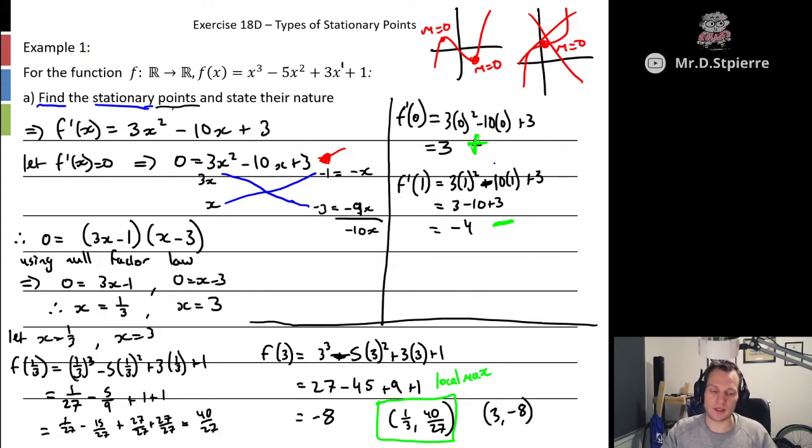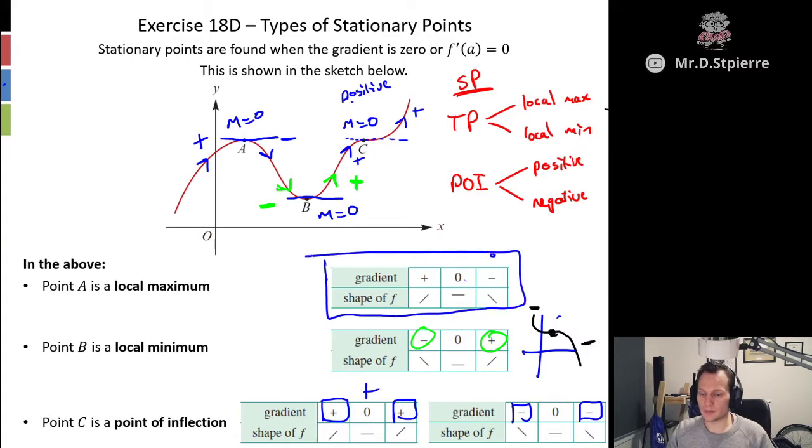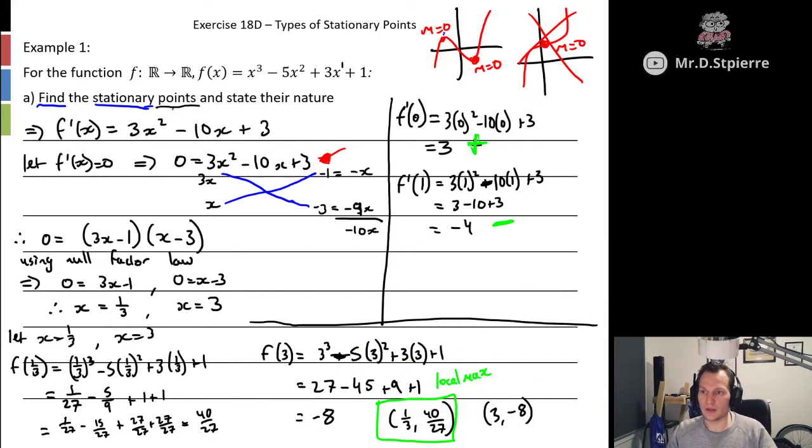So if you didn't recognize the form, that's how you'd find it. Check the gradient to the left, check the gradient to the right, and then compare with these tables. In this case, we had positive to the left, then 0, then negative to the right. So it clearly needs to be a local maximum, which matched with recognition up the top there.